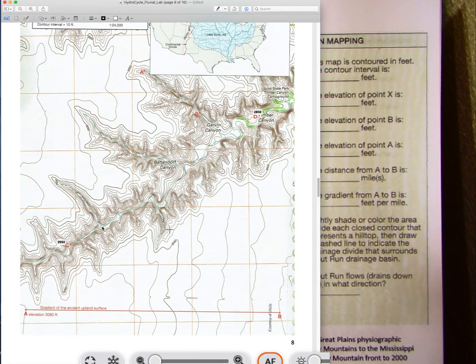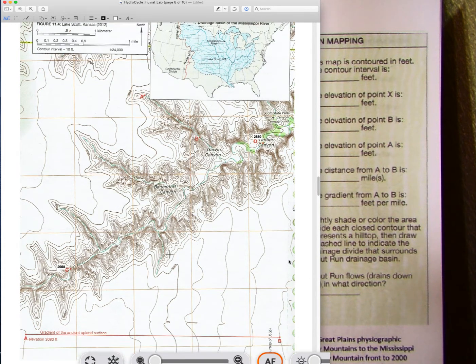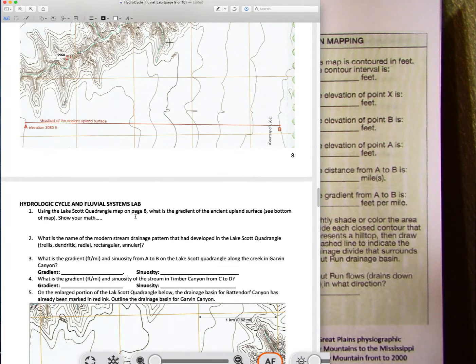And then the elevation drop, you have to figure out the contour. So remember, the contour interval here is 10 feet. So if that's 3,000, then this contour line is 3,010. So the elevation of point B must be 3,010. And over here they tell you elevation A is 3,080. So it's dropping 70 feet over the course of that distance. So you can do the math right here.